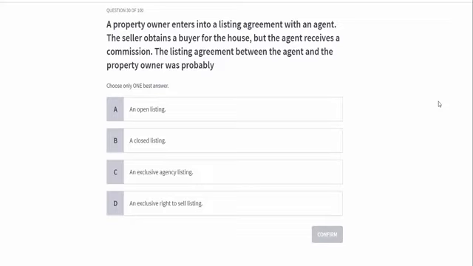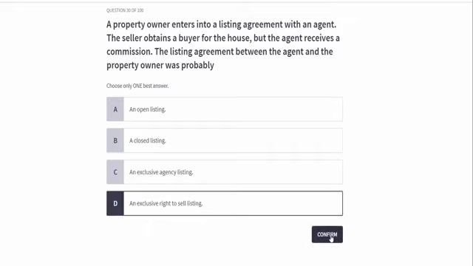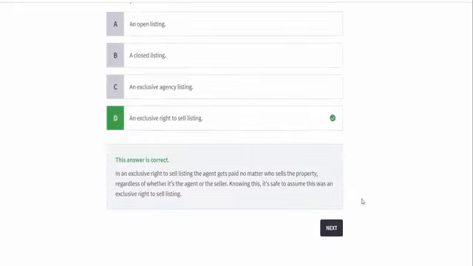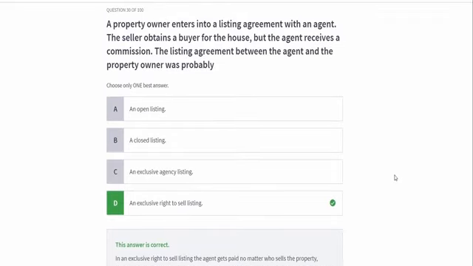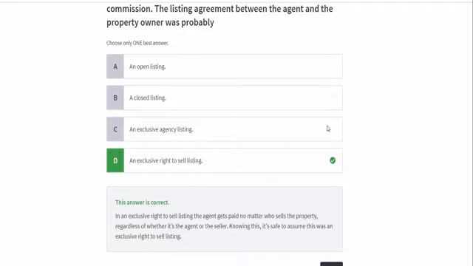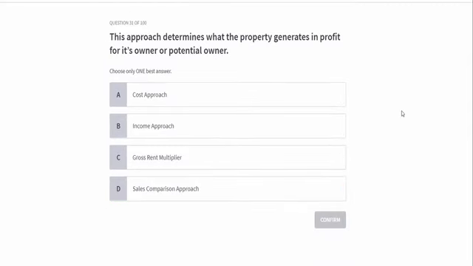Alrighty, so we should know the answer to this one, guys, when we talk about our listing agreements, and that is going to be D. It is an exclusive right to sell listing. So this is when the agent gets paid no matter what, regardless of whether it's the agent or the seller. Knowing this, it's safe to assume this was an exclusive right to sell listing. So again, remember, guys, someone's getting paid here. Paid no matter what, you should know that means exclusive right to sell. So simple as that. Alrighty, next one, 31.